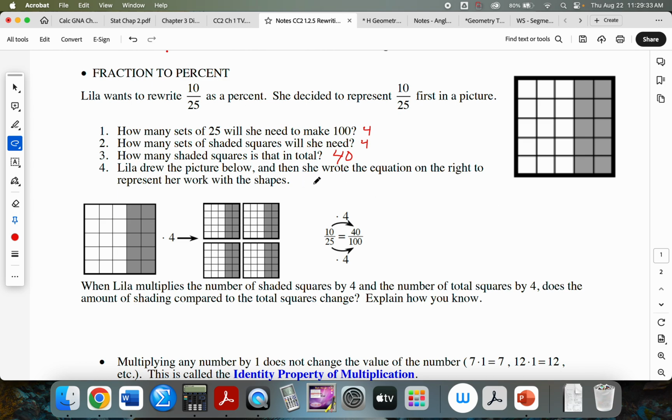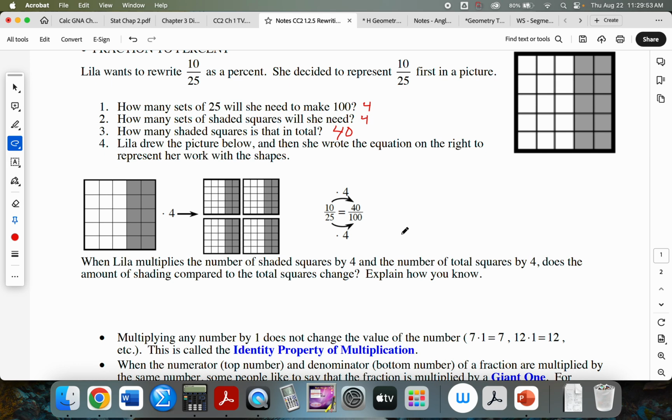Lila drew the picture below, and then she wrote the equation on the right to represent her work with the shapes. So she said, I took this, I multiplied it times 4, which gave me something that looked like this. When I do that, I've got 40 shaded squares out of 100 squares. Then when Lila multiplies the number of shaded squares by 4 and the total number of squares by 4, does the amount of shading compared to the total squares change? The answer to that is no.